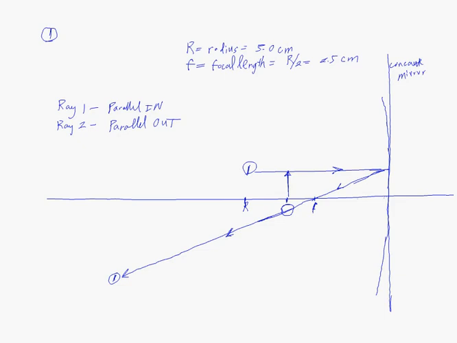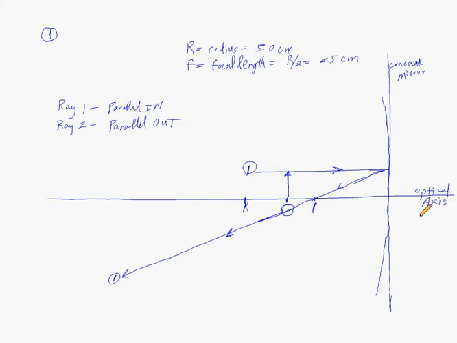Parallel out. In order to get a ray parallel out, it has to pass through the focal point, hit the mirror, and then it will bounce parallel out. Does that make sense? That is parallel to the optical axis. Remember now, this is the optical axis. Everything is in reference to the optical axis.